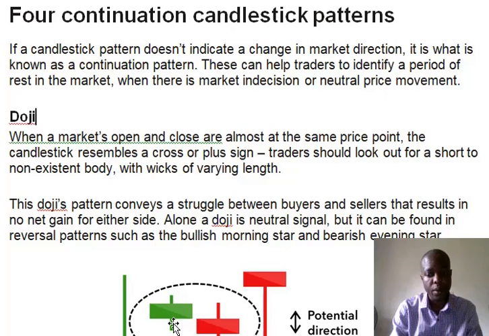So when you take a look, the upper wick is the same as the lower wick. This is the Doji. Take a look at the red candles also, red Doji also. The upper wick is equal to the lower wick. That is Doji.